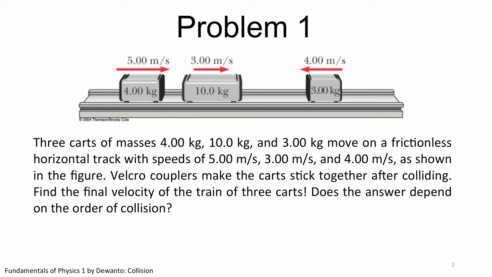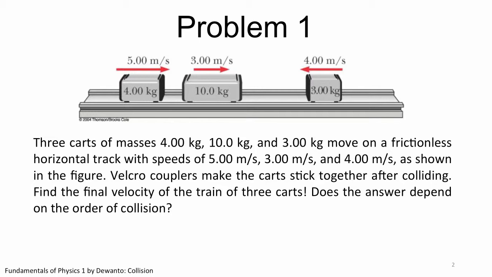Three cars of masses 4 kg, 10 kg, and 3 kg move on a frictionless horizontal track with speeds of 5 meters per second, 3 meters per second, and 4 meters per second as shown in the figure. Velcro couplers make the cars stick together after colliding. Find the final velocity of the train of 3 cars, and whether the answer depends on the order of collision.